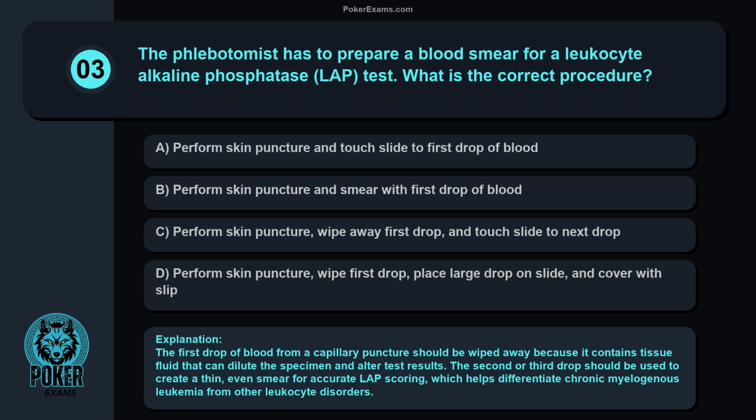The first drop of blood from a capillary puncture should be wiped away because it contains tissue fluid that can dilute the specimen and alter test results. The second or third drop should be used to create a thin, even smear for accurate LAP scoring, which helps differentiate chronic myelogenous leukemia from other leukocyte disorders.